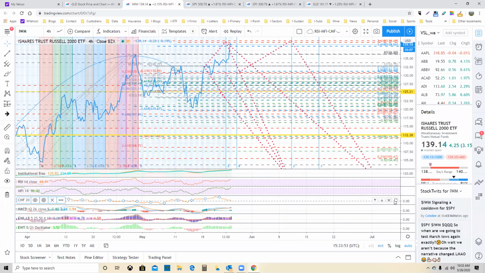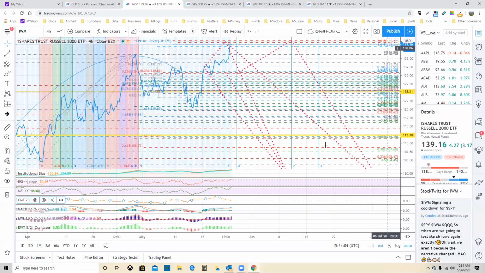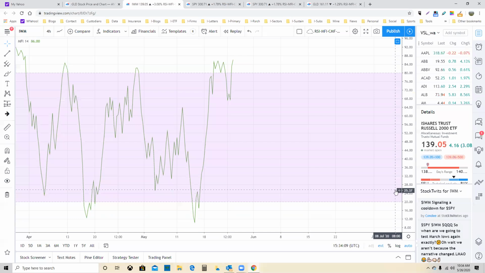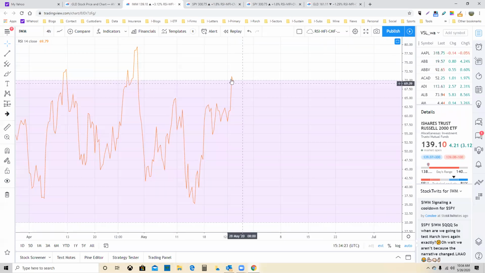Negative divergence on the stochastic. He's measuring the highs and the lows on the day, and how the market finishes at the end of the day. This is volume weighted RSI, overbought on the 4-hour chart. RSI overbought on the 4-hour chart basically indicates that we've probably hit the high for the day.